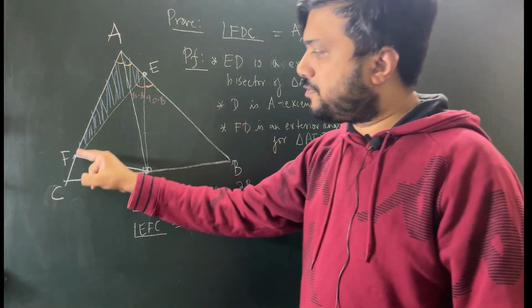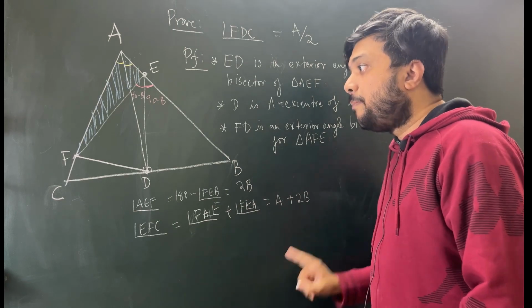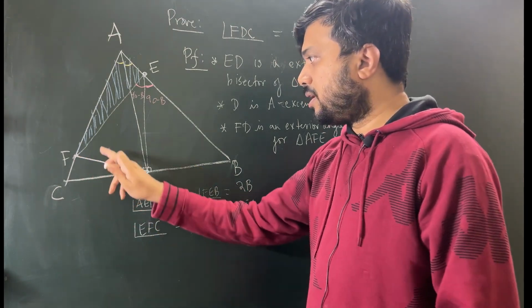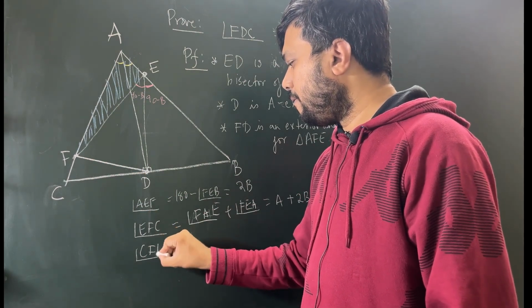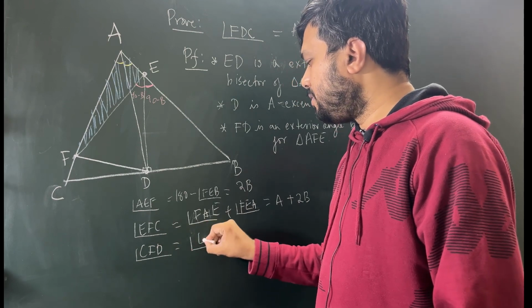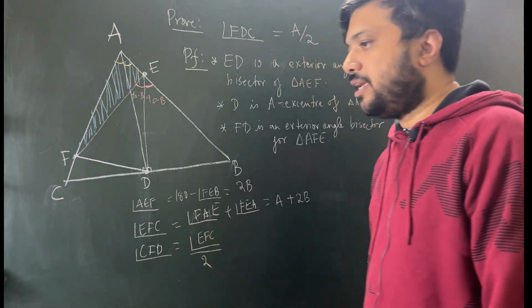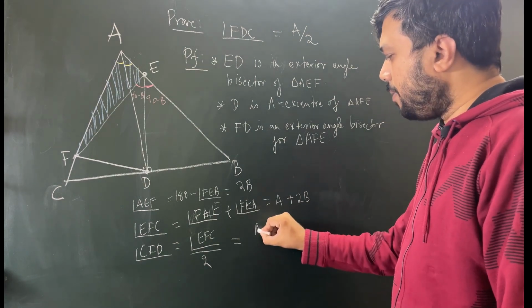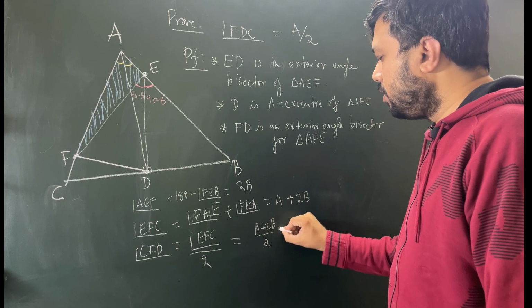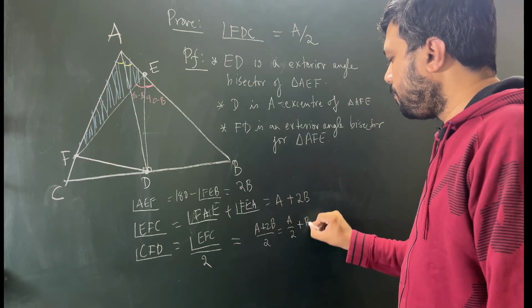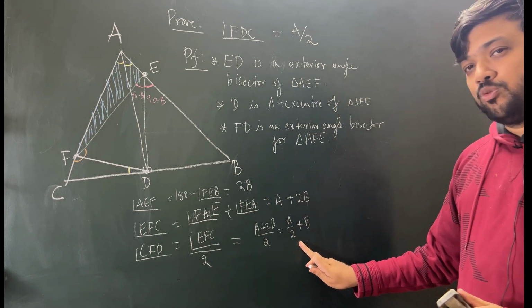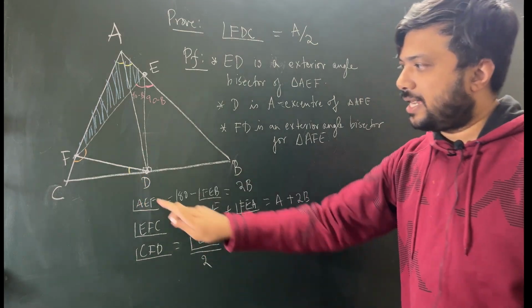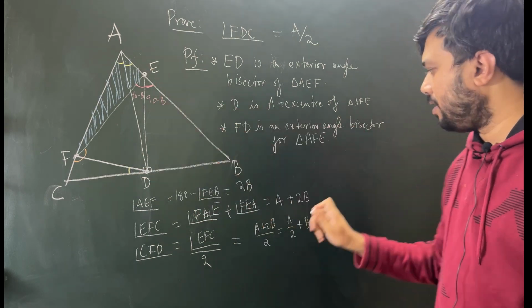So therefore, EFC is A plus 2B, but we know FD is an exterior angle bisector, so it cuts that total angle in half. Which means angle CFD is angle EFC by 2, which is A plus 2B by 2, which is A by 2 plus B. Now that we have shown CFD is A by 2 plus B, all that remains is to chase angles and get angle FDC. We have to show it is the yellow angle, A by 2.